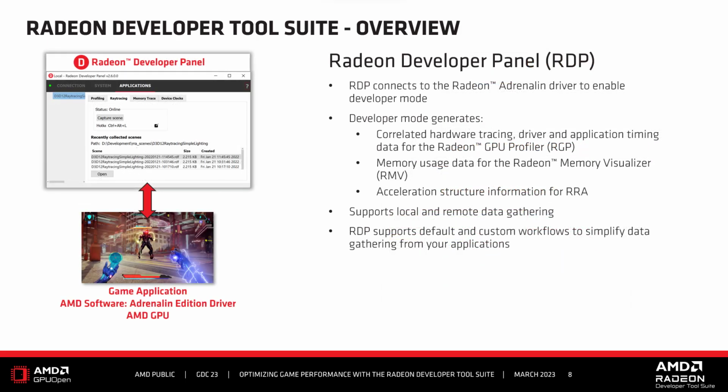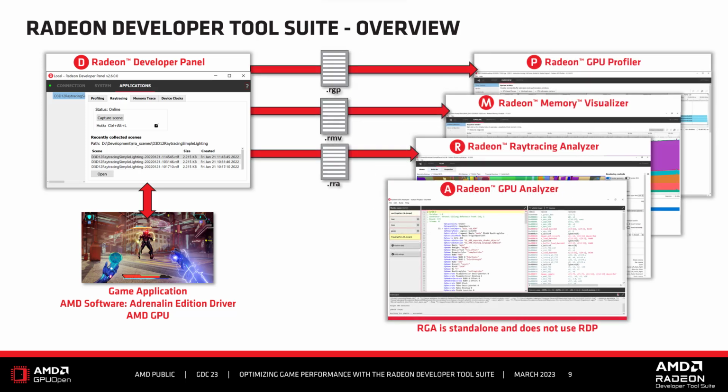The fifth, and perhaps the most important component of the suite, is the Radeon Developer Panel, or RDP for short. The panel provides the communication channel that delivers requests to and receives data from the AMD Radeon Adrenalin driver. RDP provides the data used by RGP, RMV, and RRA, and can be used locally or remotely over the network to connect to other systems running the Adrenalin driver.